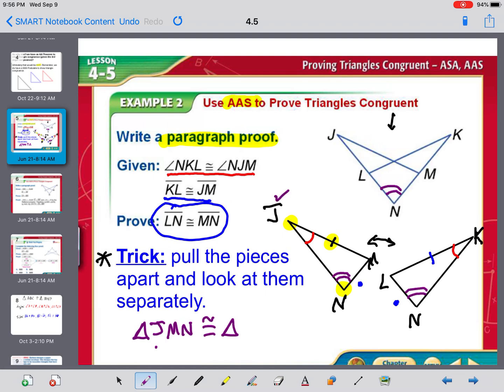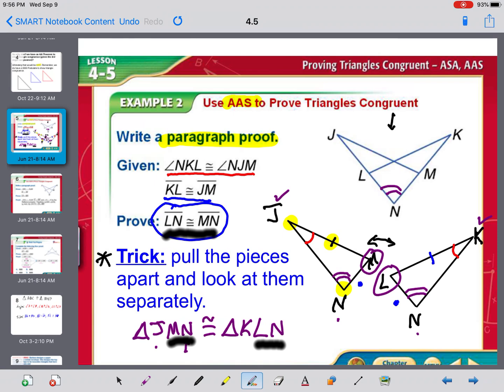So I'm going to write J, M, N. That was a choice, right? I choose what letter I want to start with and go in the direction I want to. That's what I got. So let's look and see who corresponds to J. Well, that's obviously K, because they both got the single mark, so K. Who corresponds to M? M is here, and it's the one with no angle mark, so that's L. And finally, the N. N is here, it's the double, and it's congruent to itself.